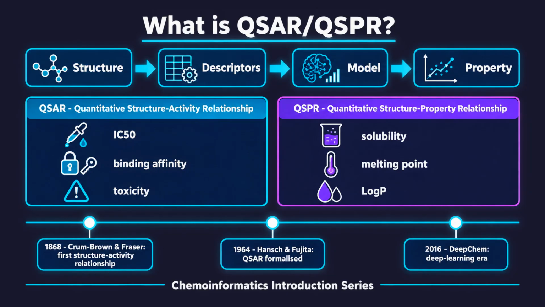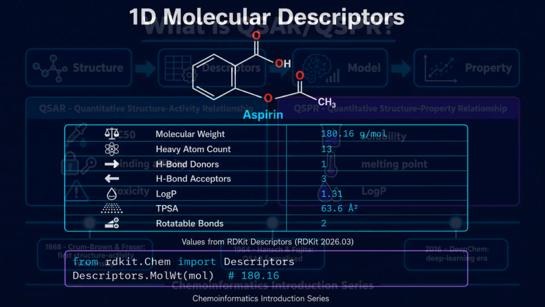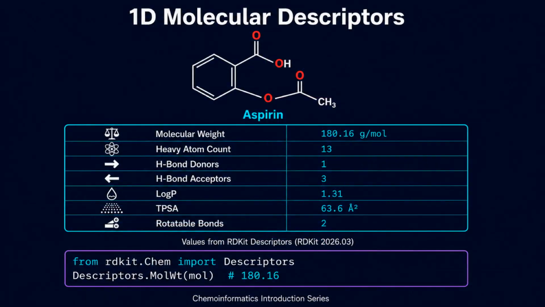The field has a rich history. Crum-Brown first proposed structure-activity relationships in 1868, Corwin-Hansch formalized QSAR in 1964, and today we use deep learning for state-of-the-art predictions. The core workflow is convert structure to numerical descriptors, then train a model to predict properties. 1D descriptors are the simplest molecular features, calculated from the molecular formula and basic structure.